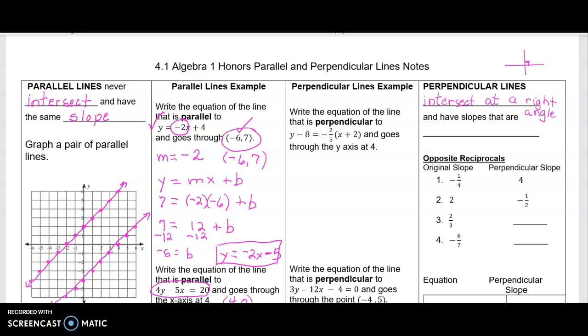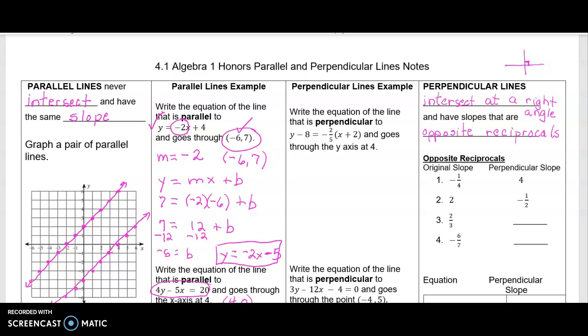Perpendicular lines intersect at a right angle, and I drew two perpendicular lines. Your x and your y-axis are perpendicular to each other, and they have slopes that are opposite reciprocals. What opposite reciprocals means is they have opposite signs, so if one is positive, the other is negative. And then the numbers themselves are reciprocals of each other, like 2/3 and 3/2. What would be -3/2? 2/3 and -3/2.